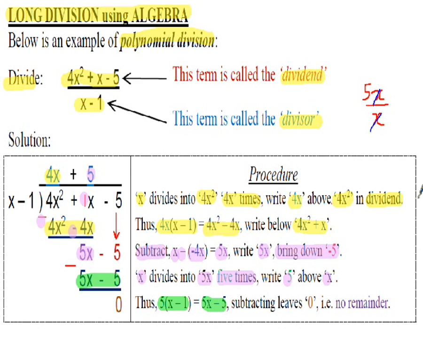And again, subtracting the terms, 5x minus 5x is 0, and negative 5 minus a negative 5, careful of the signs there, that will be negative 5 plus 5, that becomes 0. So subtracting leaves 0, so there's no remainder here. So the answer to our problem of 4x squared plus x minus 5 divided by x minus 1 is 4x plus 5.